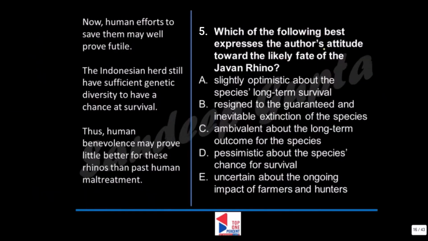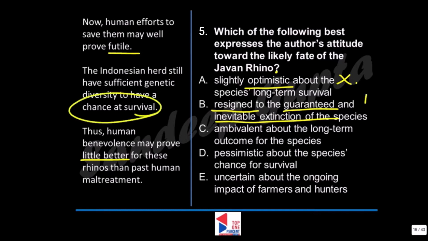Which of the following best expresses the author's attitude towards the likely fate of the Javan rhino? Now this answer is very easy. The author is definitely not slightly optimistic. As I explained, little better does not mean better. Little better means hardly any better or no better or not at all better, which means the author remains pessimistic, futile, and no little better means no better. So definitely this is completely wrong. "Resigned to the guaranteed and inevitable extinction." It's very, very clear that some chance at survival is still there. So obviously the author says may, and there is no guarantee.